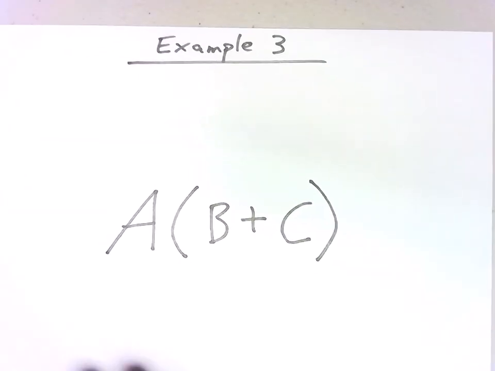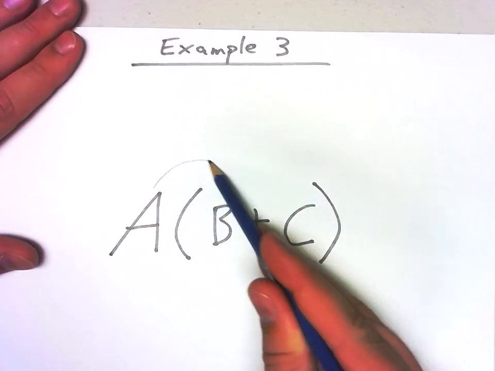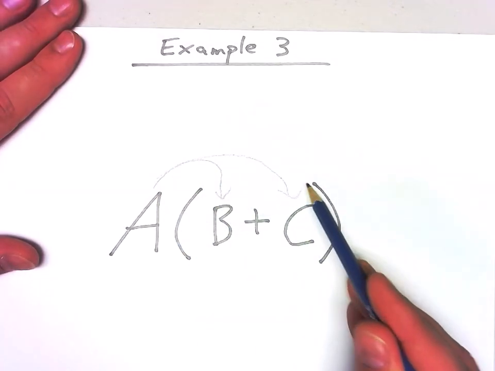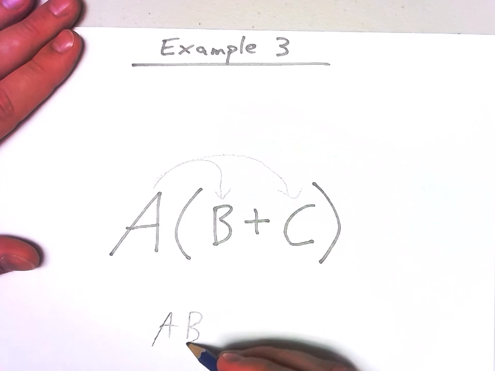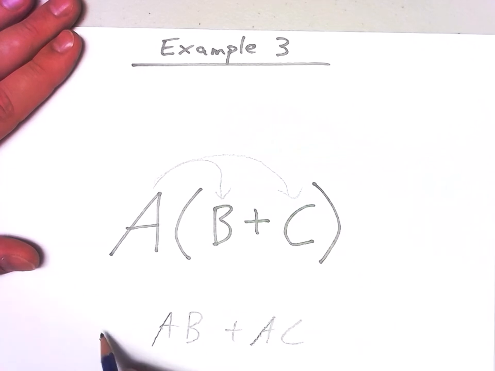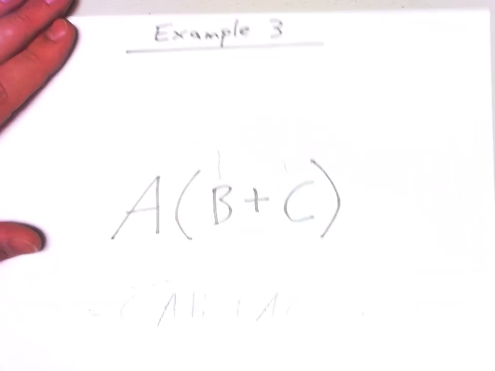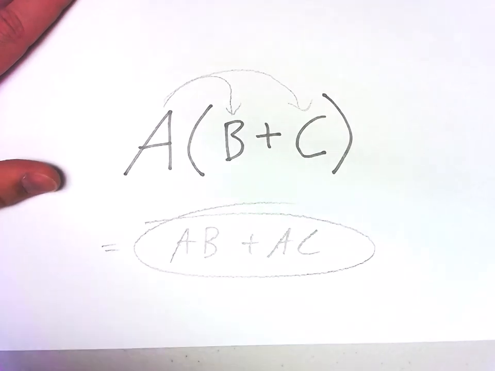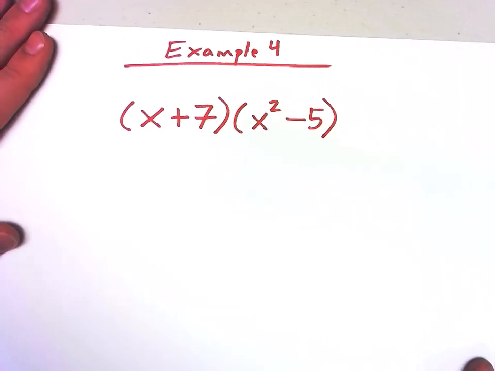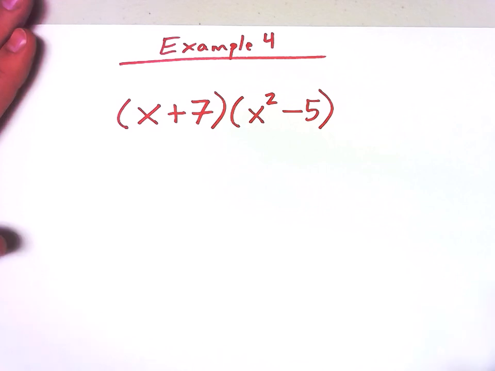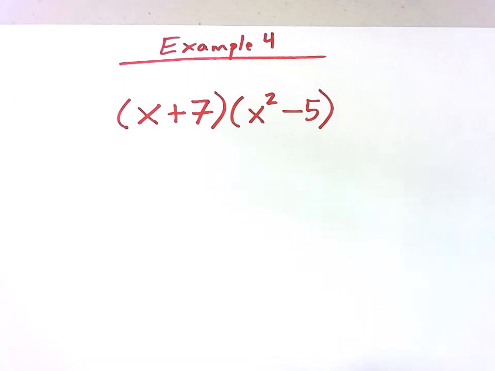So a times b plus c will be a times b plus a times c. So hopefully that's pretty straightforward. If you want to review the distributive property a little more, go watch my other video. I'll put that link in the video description. So if you want, pause and go look at that.